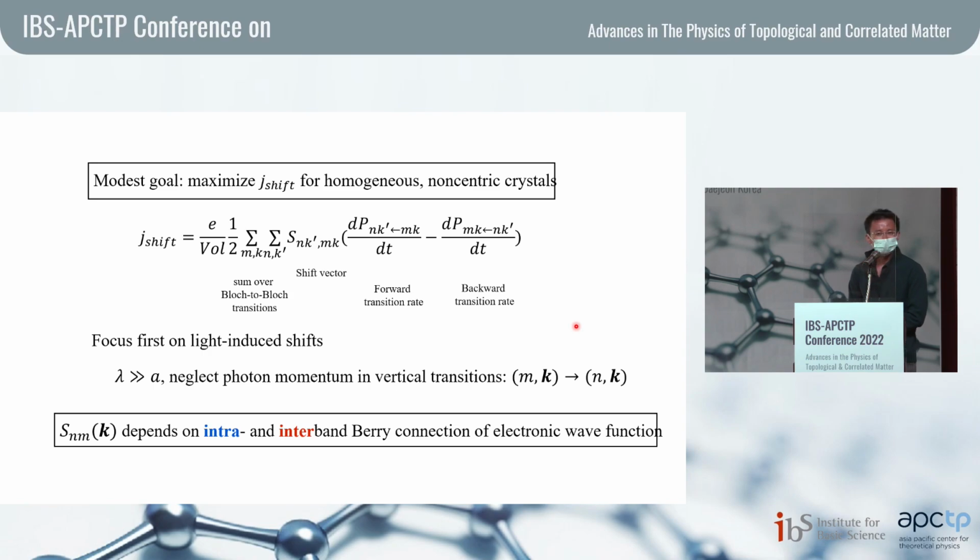I'm going to focus mostly on the light-induced shift in the limit where the light wavelength is long compared to the atomic spacings. So I'm going to neglect the photon momentum, and therefore these light-induced shifts correspond to vertical transitions. The shift vector now only depends on a single value of k, but it depends possibly on two band indices. In the next few slides, I'll explain why this shift vector depends on the intraband and interband Berry connection of the electronic wave function.